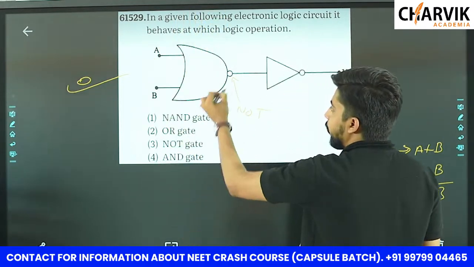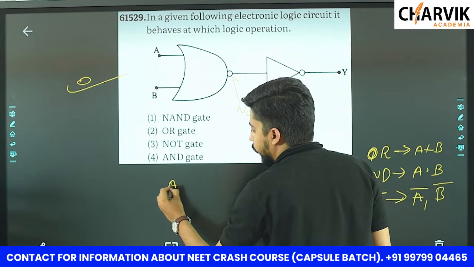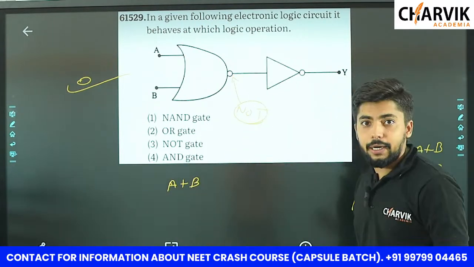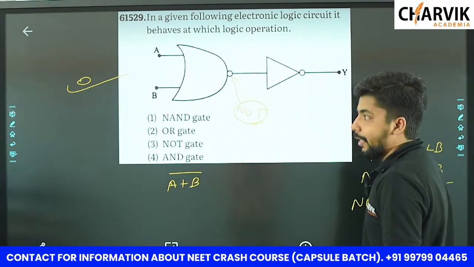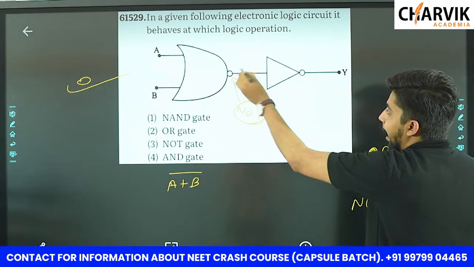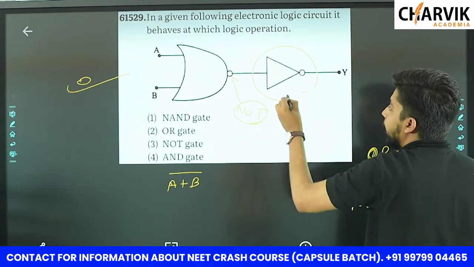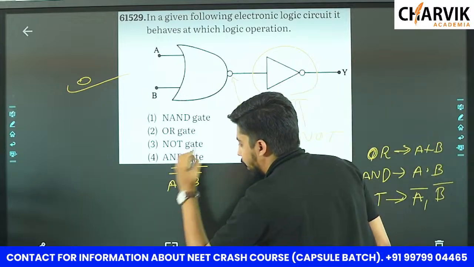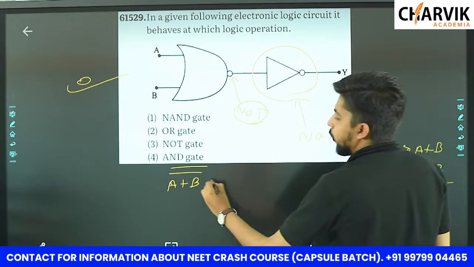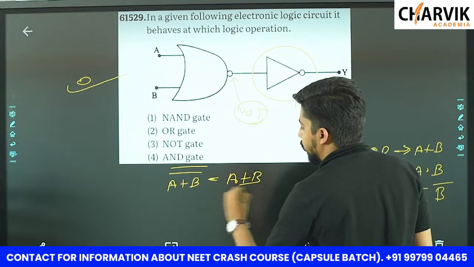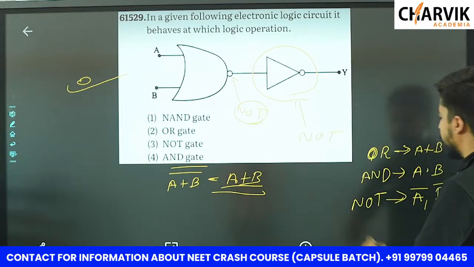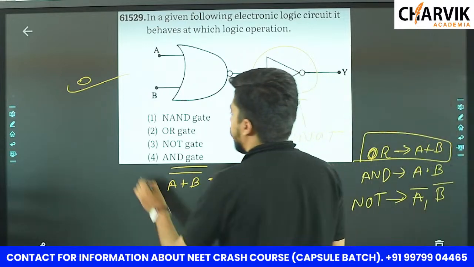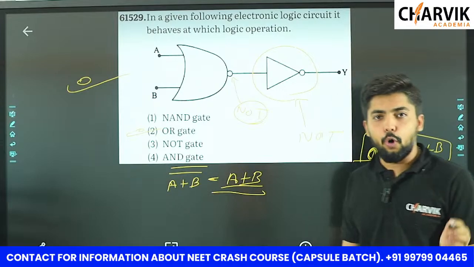And as we know, because it is an OR gate, the Boolean expression will be A plus B. Now there is also a NOT gate combined with it, and therefore there will be a bar. And after that you are giving the output of this gate to another NOT gate. And for the NOT gate there will be another bar. So bar and bar of A plus B will be only A plus B. And A plus B is the Boolean expression of which gate? It is of an OR gate. And therefore your answer will be the second, OR gate.